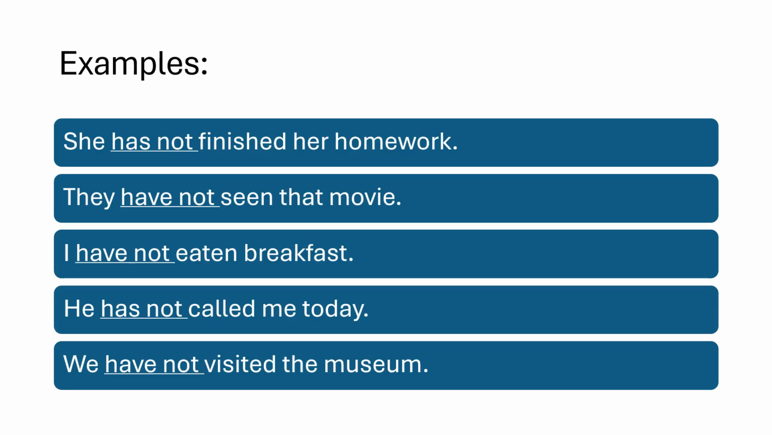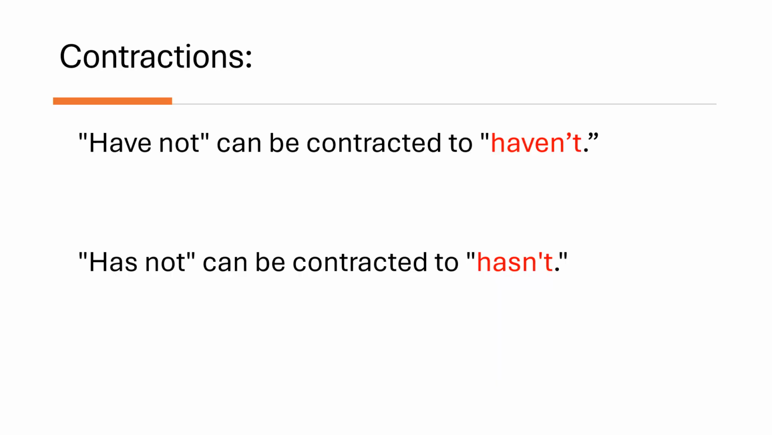Examples of present perfect tense in negative sentences. She has not finished her homework. They have not seen that movie. I have not eaten breakfast. He has not called me today. We have not visited the museum.